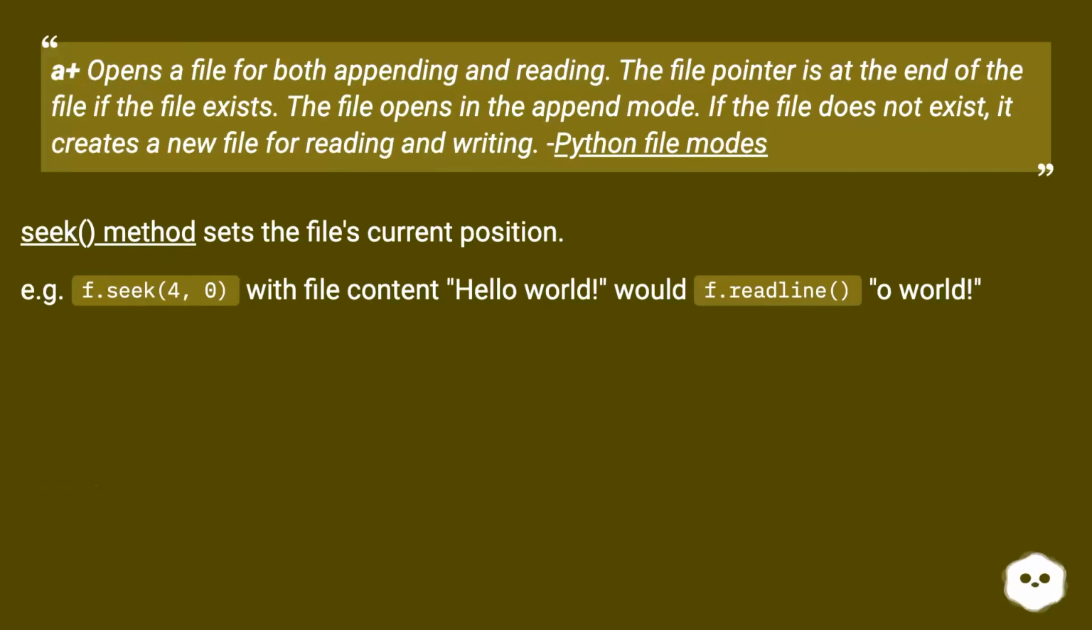a+ opens a file for both appending and reading. The file pointer is at the end of the file if the file exists. The file opens in the append mode. If the file does not exist, it creates a new file for reading and writing.